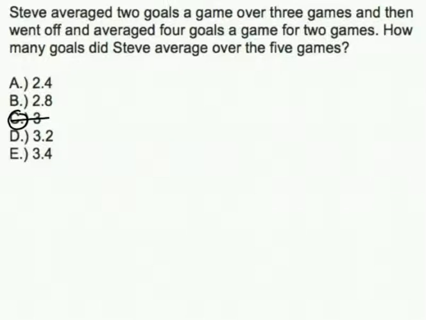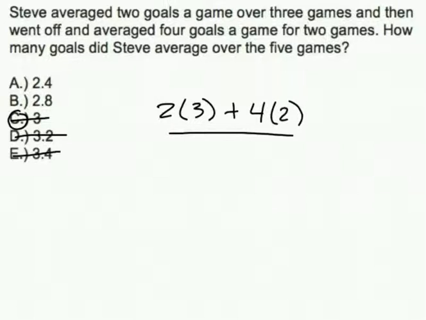He scored 2 more often than he did 4. So that also means D and E are also kicked out. So now I have it down to A and B since he scored less for more games. So what we're going to do is take 2 times 3, so 2 goals over 3 games, plus 4 goals over 2, for a total of 5 games, and figure that out. So 6 plus 8 over 5 is 14 over 5, which is 2.8.